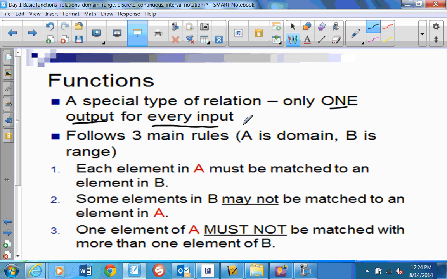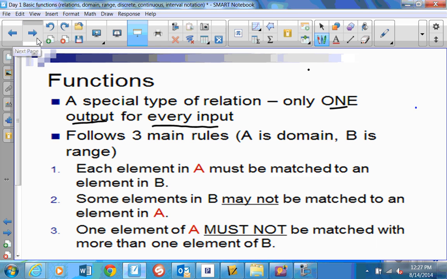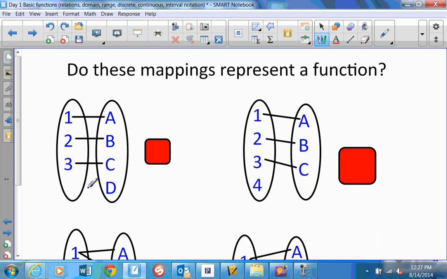And it follows three main rules, and I'm going to give you a minute to write these down. As I draw some, keep these rules in front of you and tell me if these are functions or not. Okay? Let's look at this first one. Is the first one a function? Yes.